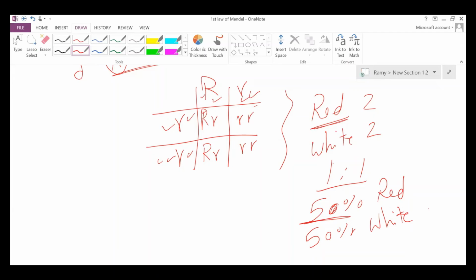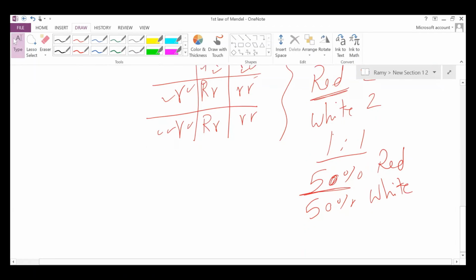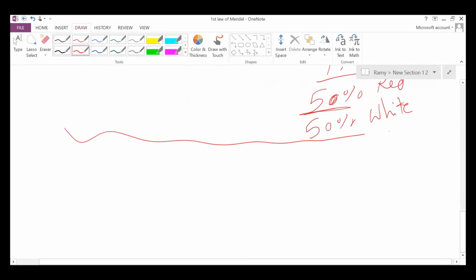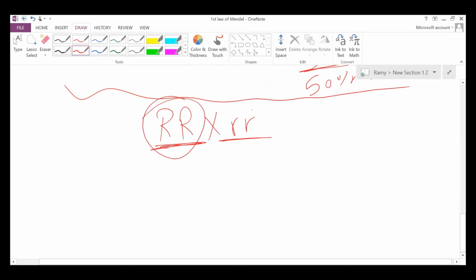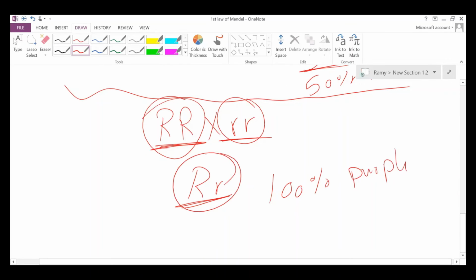One of the examples that Mendel did at the beginning of his study. He started this, if you remember, like what? Do you remember the first example he did, or the first trial he did? R capital with R small, R small. Homozygous purple with homozygous white. So in that case, all the offsprings would be 100% what? Purple. You remember this? Heterozygous purple. Good.